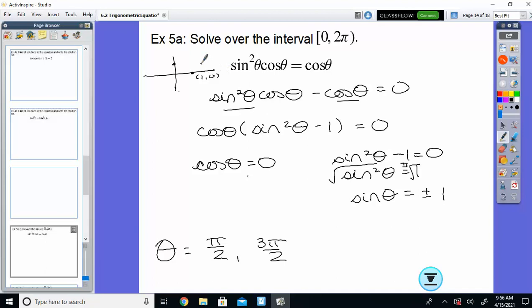Okay, when is sine equal to positive 1? So sine is the y. That's like saying where would y equal 1? At pi over 2. I already have it, so I don't have to list it again. When is sine negative 1? At 3 pi over 2. I already have it, so I don't have to list it again. So those are my only two answers.